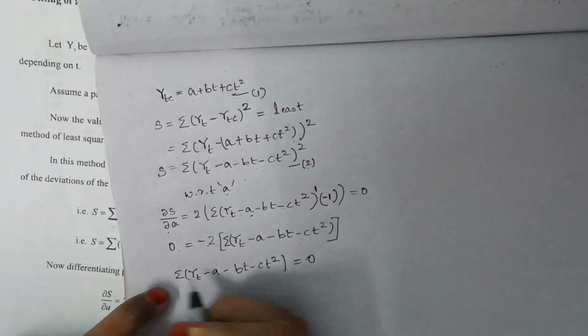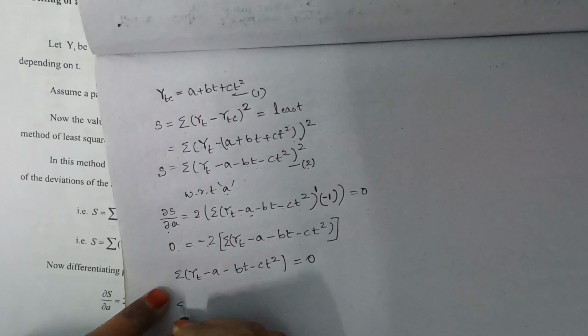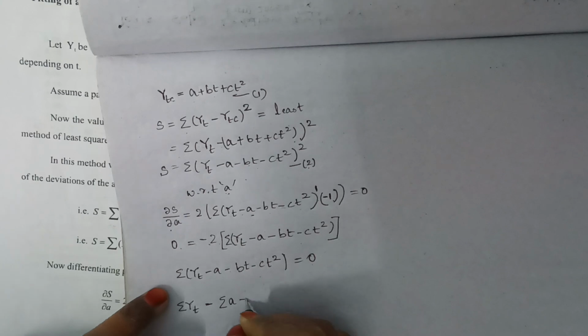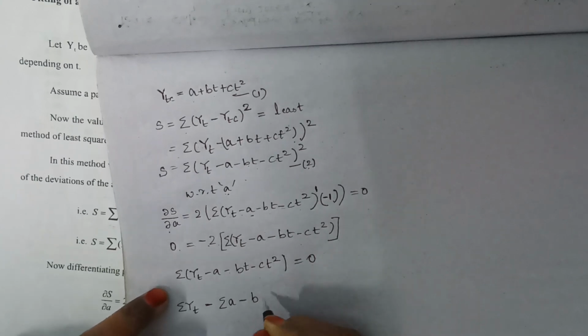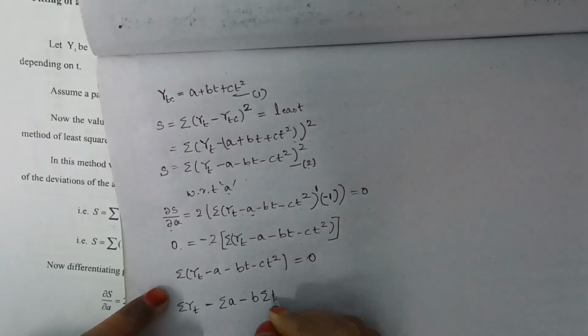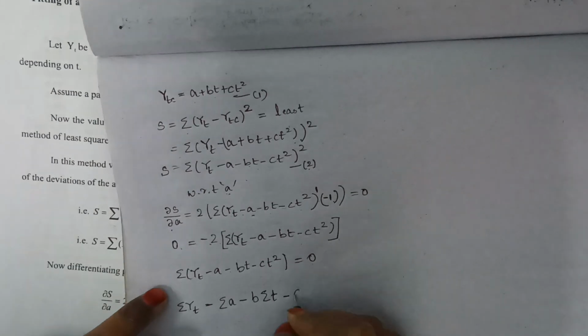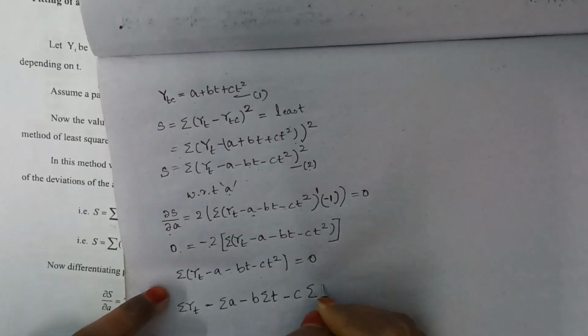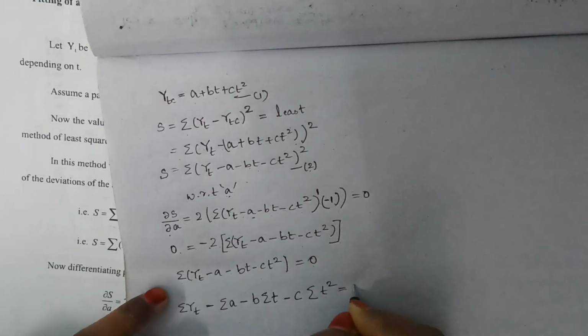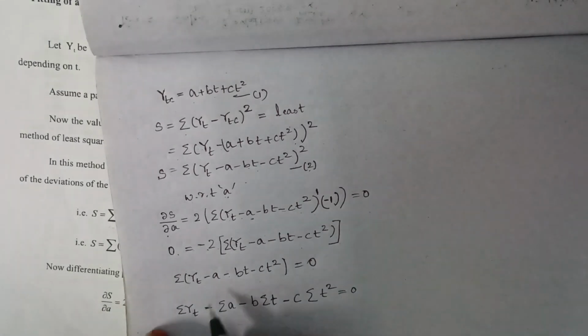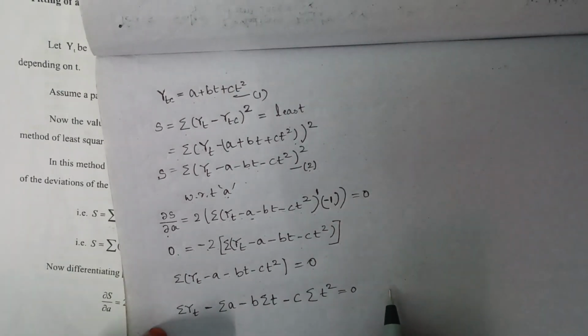So multiply these terms with the summation. We get summation yt minus summation a minus b, b is constant so b is outside, summation t minus c summation t square is equal to 0. So if we send all these minus terms to this side, they become plus.